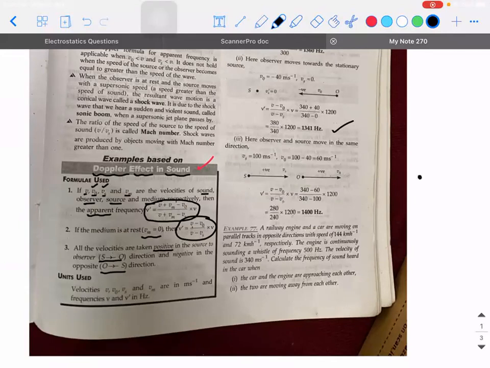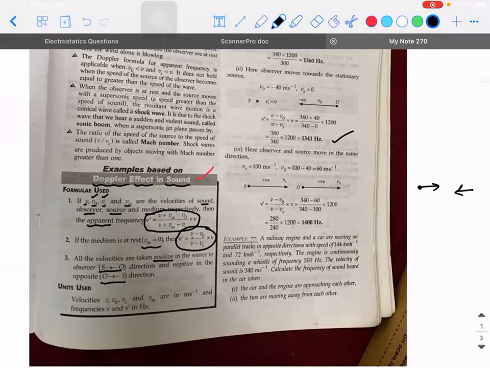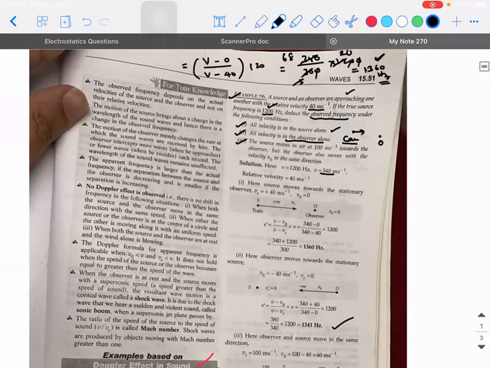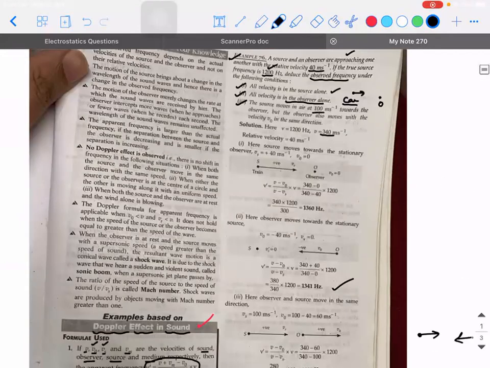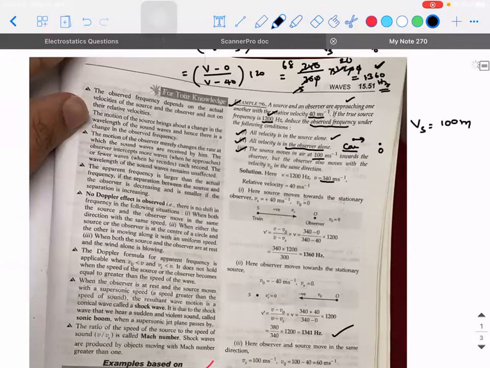For example, the car is continuously blowing the horn, but if you move towards the car also, you will see that the frequency has increased. Correct? Now the third part is a tricky one. The source moves in the air at 100 meters per second. So velocity of source is how much? 100 meter per second. I hope that part is clear. But the observer also moves with a velocity v naught in the same direction. Then what is the value of v naught?